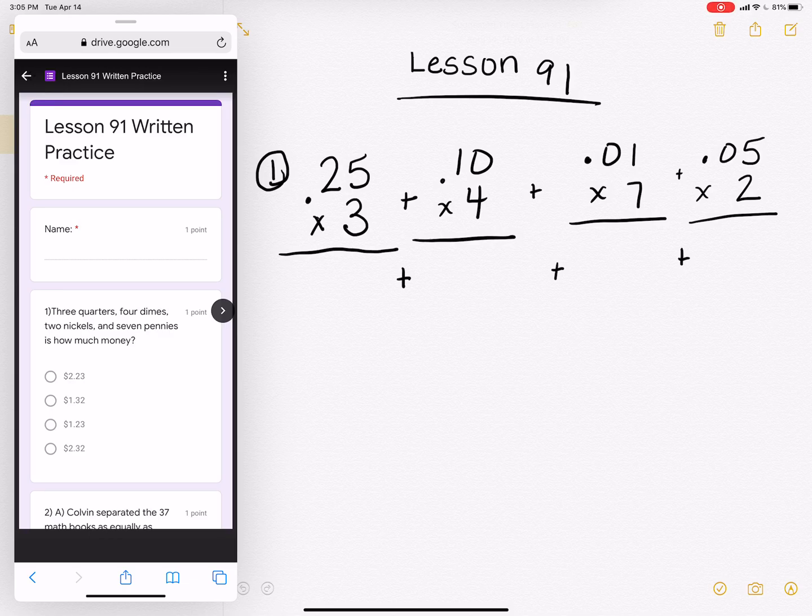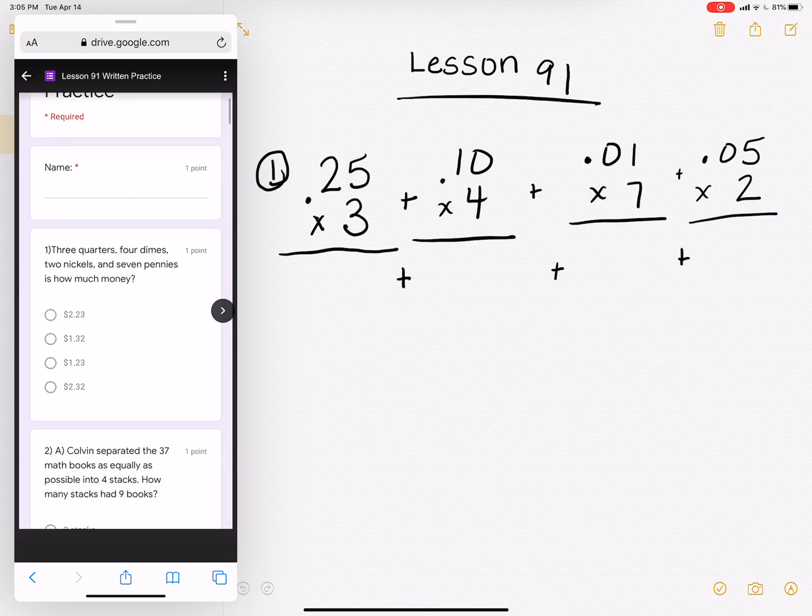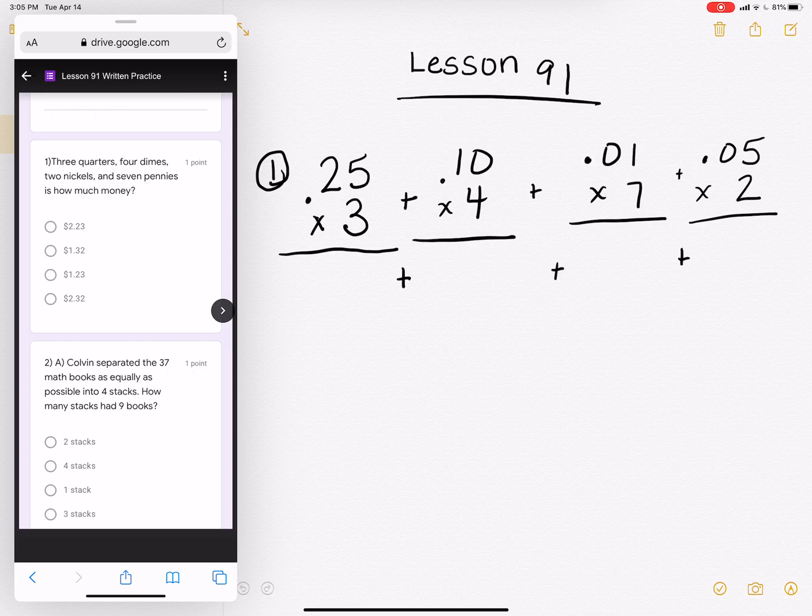Okay guys, today's lesson is lesson 91. Number 1, 3 quarters, 4 dimes, 2 nickels, and 7 pennies is how much money? So I wrote the amount of money times how many we have. 25 cents times 3. 3 times 5 is 15, carry 1. 3 times 2 is 6, plus 1 is 7. 2 decimal places is 75 cents.